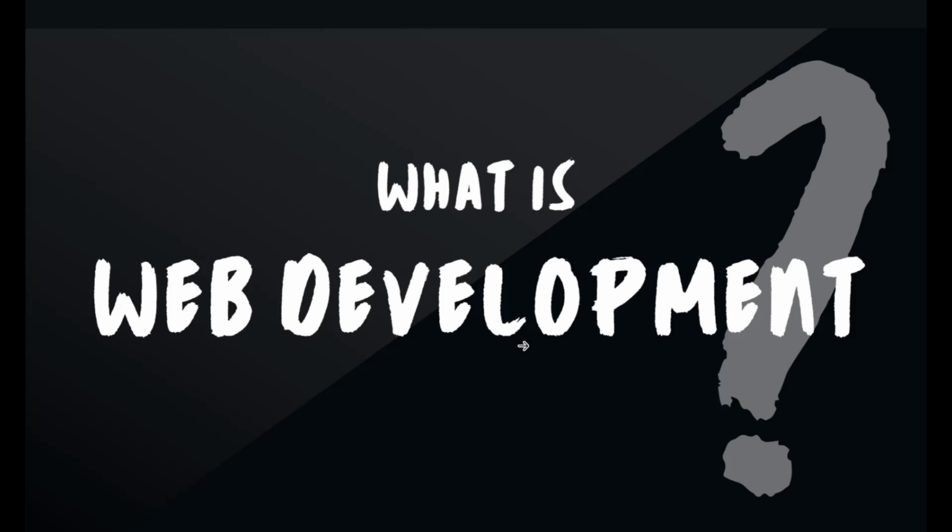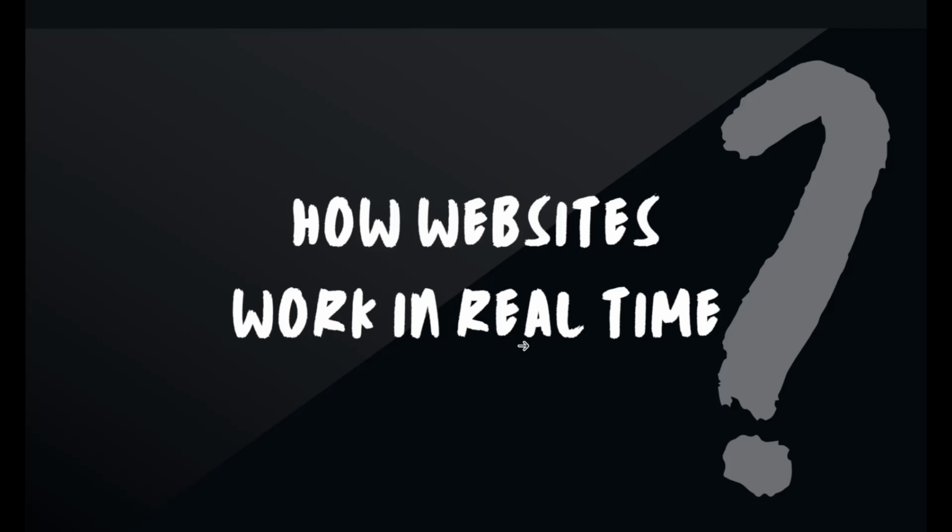And if you consider any real life examples, we have YouTube, we have Google, we have Instagram. We have a lot of things nowadays, where almost everything has a website of its own, right? But coming to the next thing, how do websites work in real time?